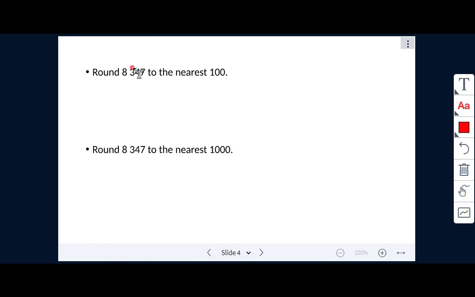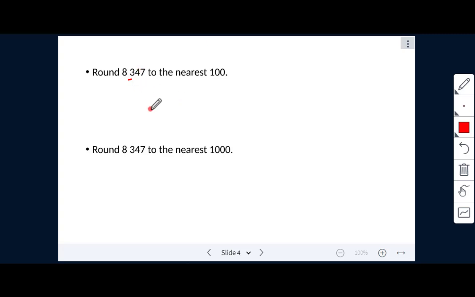All right, so go to your hundreds place. There it is. You have the 3 in the hundreds place. I'll just put an underline there. So then you're going to look at what's beside it to the right. It's a 4.